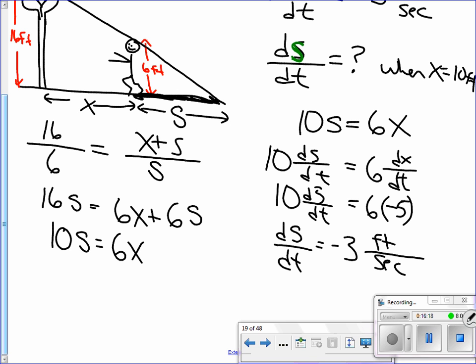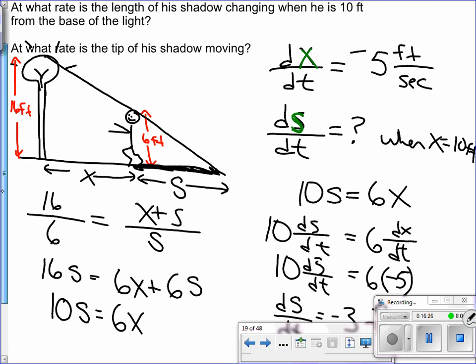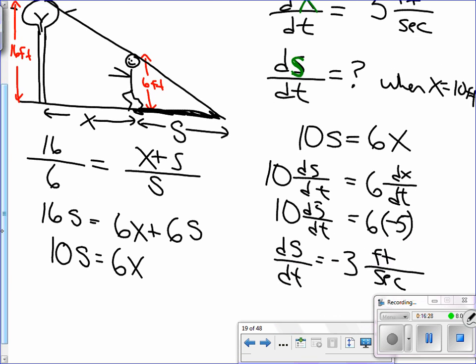Got that? Because here comes the second part of the question. They want to know, and just get the wording down, at what rate is the tip of his shadow moving? So they want to know how fast is the tip of his shadow moving. We know it's moving in, right?